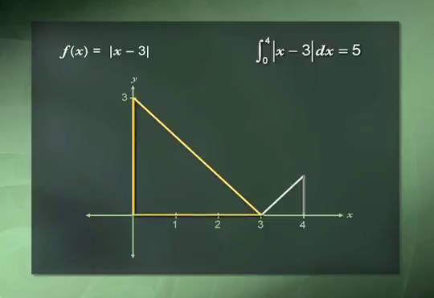Does that make sense? Well, the left-hand piece is a big triangle. Its area is base times height divided by 2, which is 9 over 2. And then the right-hand little triangle is 1 by 1, so that's a half. 9 halves plus a half is 10 halves, or 5. So our answer seems correct.